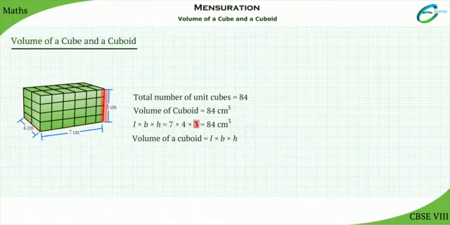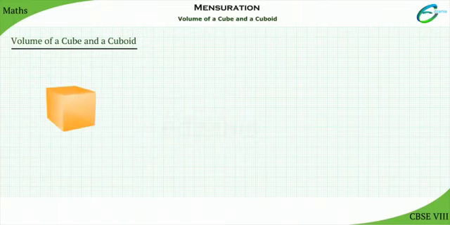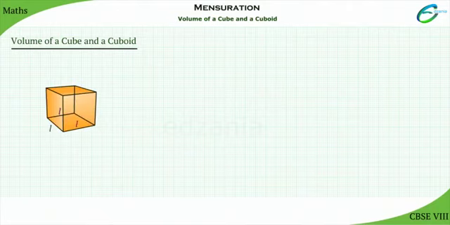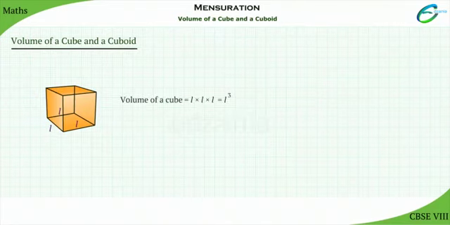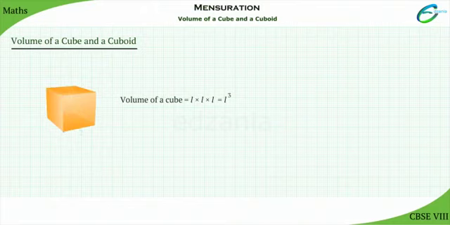A cube is a special type of cuboid for which the length, breadth, and height are all equal. Thus, the volume of a cube is nothing but the cube of its length. For example, the length of the cube shown in the figure is 2 units, and hence its volume is 8 cubic units.